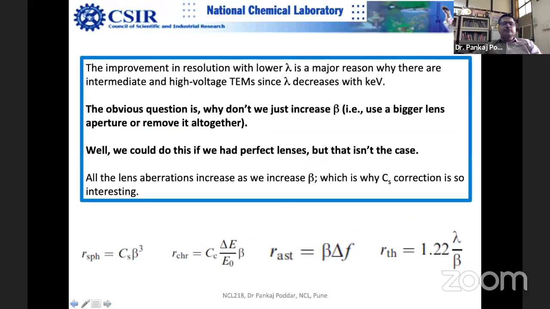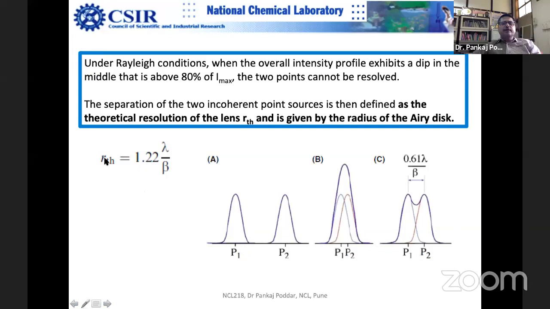So now, this is the theoretical limit, 1.22 lambda by n sine beta. n sine beta is taken as beta, n is taken as 1, and sine beta is taken as beta because these angles are very small in electron microscopy, all of you know. So you can see the Rayleigh condition: when the overall intensity profile exhibits a dip in the middle that is above 80% of the I max, 2 points cannot be resolved. We have discussed all these points earlier, so you can go back and check. So separation of these two incoherent point sources is defined as the theoretical resolution limit of these sources.